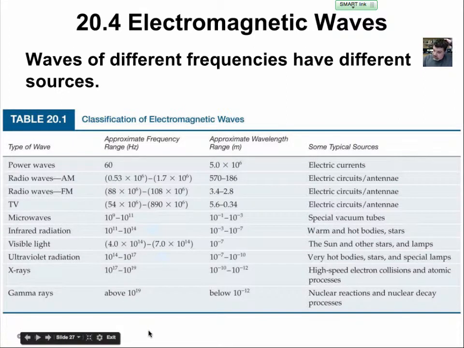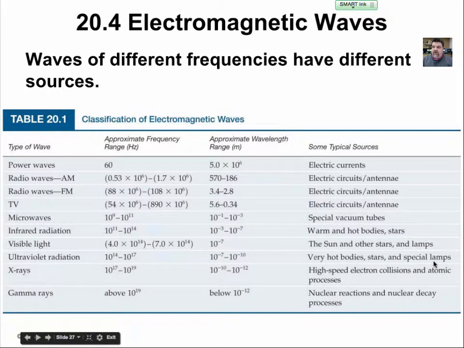And some typical sources of these types of waves. So a power wave comes from electric current. Radio waves are from electric currents and antennas. TV is the same. Microwaves have special vacuum tubes that generate microwaves. Infrared radiation comes from warm, hot bodies, stars. Visible light comes from stars and lamps and light bulbs. And ultraviolet lights we can have from very hot bodies and stars.